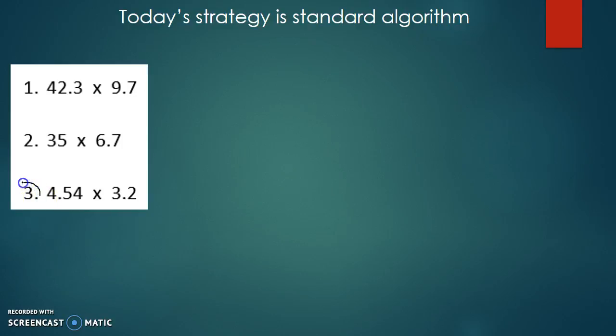Welcome back. Number 3, we have 45.4 times 3 2/10. Again, we're going to write our number going vertically. So I have 45.4 times 3 2/10. First thing I do is take my digit all the way to the right and multiply times everything at the top. 2 times 4 is 8. 2 times 5 is 10. I put my 0, regroup my 1. 2 times 4 is 8. Plus 1 is 9.